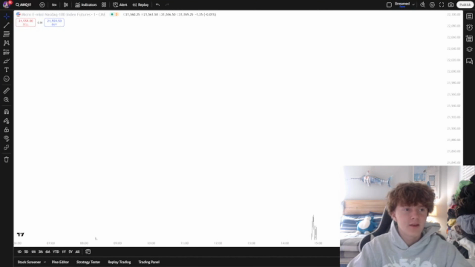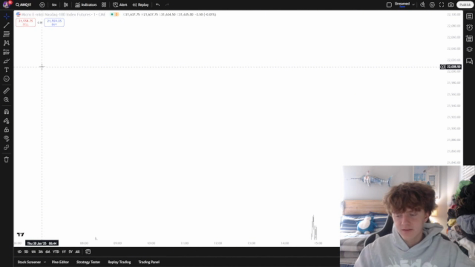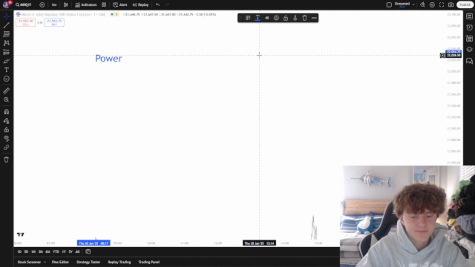Alright, so hopping right into the graph, we're going to go over what the PO3 strategy is and what the Silver Bullet model is. So we're going to give you a rundown of what the steps are and what you need to trade the strategy. Alright, so first let's go over what each of these is.